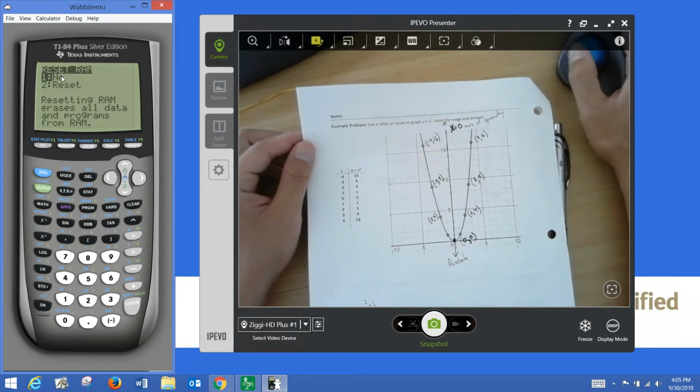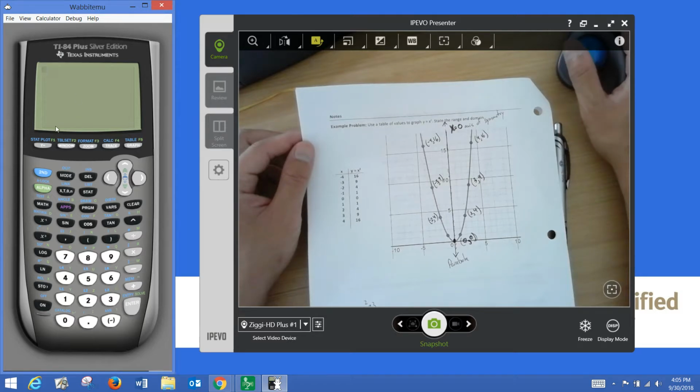And then it's going to ask you, are you sure you want to reset? And then you're going to press down and say yes, I want to reset to number 2, or you can press number 2 like this. And there you go, RAM is cleared. The reason why we do that is because if you have any errors in graphing, this restricts any errors from happening, okay?